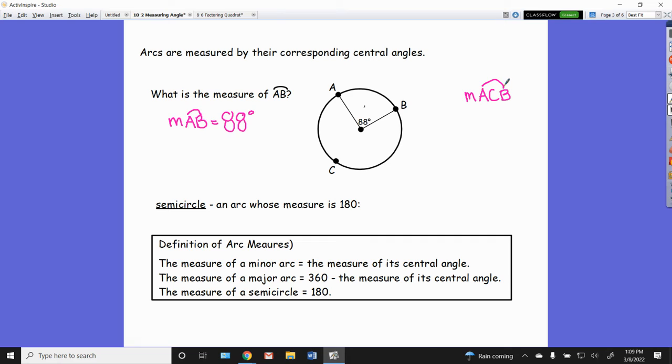Now, a semicircle is an arc whose measure is exactly 180 degrees. Now, the definition of arc measures, which is what I was just talking about: the minor arc is always just the central angle. The major arc is always going to be 360 minus the measure of the minor arc's central angle. And then the semicircle, you don't have to think about it. It's 180 degrees.